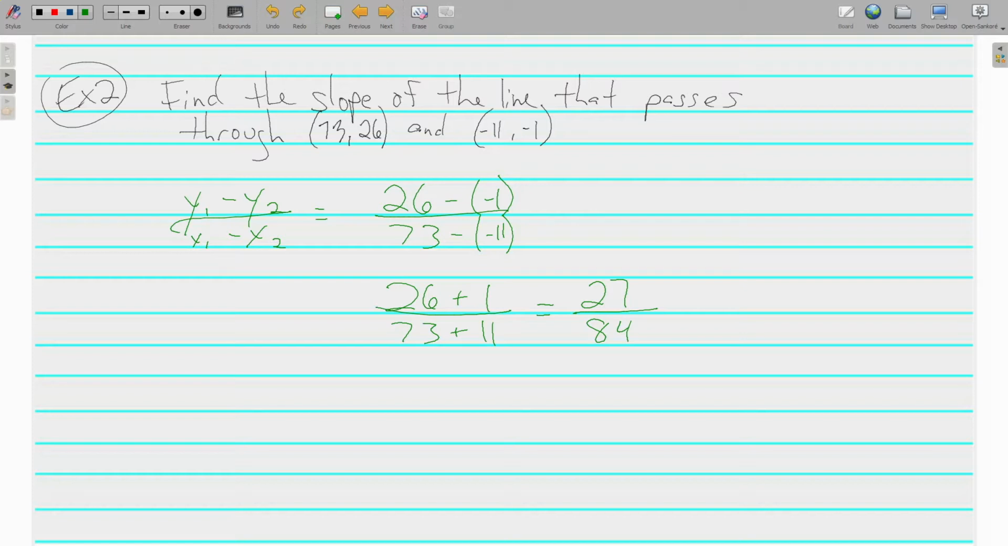Let's see. What goes into 27 and 84? Because you need to simplify. Always reduce. I think we can divide by 3 and get 9 over 28. Well, kind of an ugly slope, but that's okay. 9/28ths would be the slope. So between 2 points on a graph, we would go up 9 and we would go over to the right 28. Okay. Let's move on to the next example.